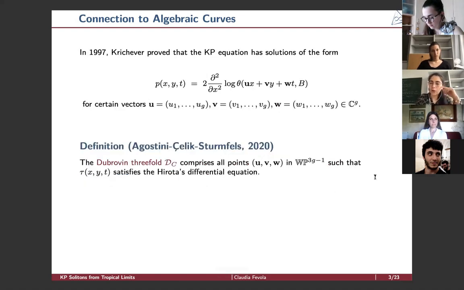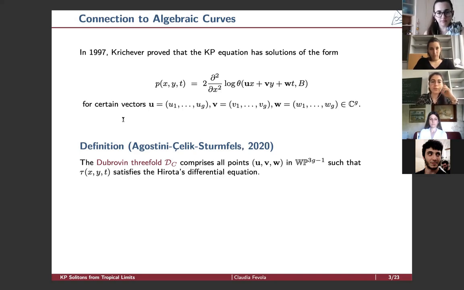How does this connection to algebraic curves arise? In 1997, Krichever proved that the KP equation has solutions of this form, in which the theta function is given by the Riemann theta function that we just introduced, where we need to parametrize the vector z in this way, where U, V, and W are some complex g-dimensional vectors. And I forgot to say, please interrupt me anytime you have a question.